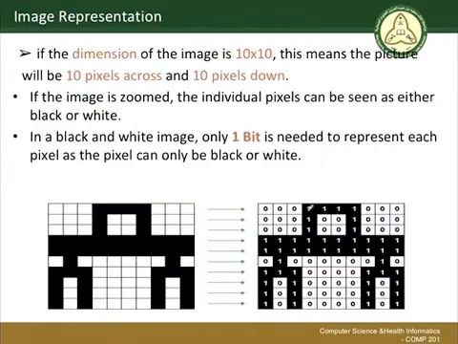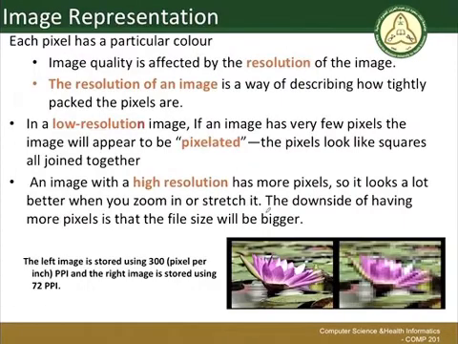So from our understanding, each pixel will have a certain color, and this color will be represented by a bit code. Image quality is affected by the resolution of the image. What do we mean by the resolution? The resolution of the image is a way of describing how tightly packed the pixels are, or in another way, it's the number of pixels the image has per inch.